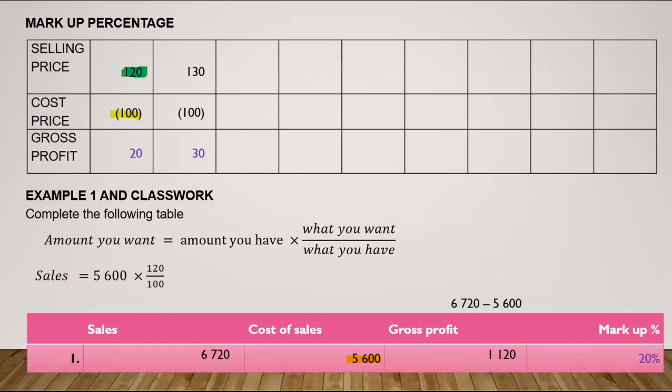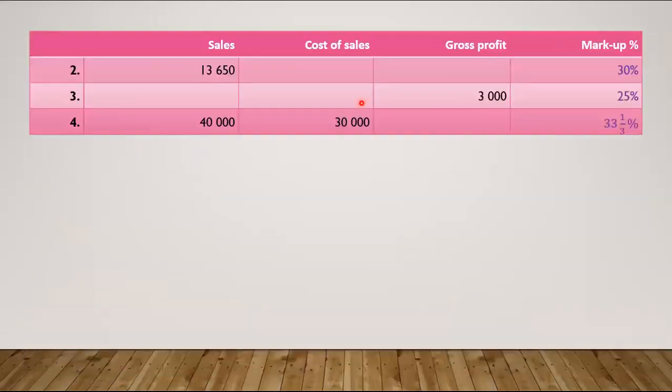We were given the sales value. And how much do we have as a sales value? The sales value is 13,650. What is it that I want to calculate first? I want to calculate cost of sales, but I'm only given the sales value. How do I calculate cost of sales when I'm given the sales value?